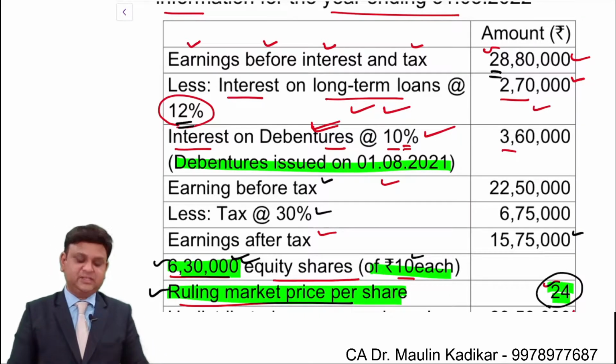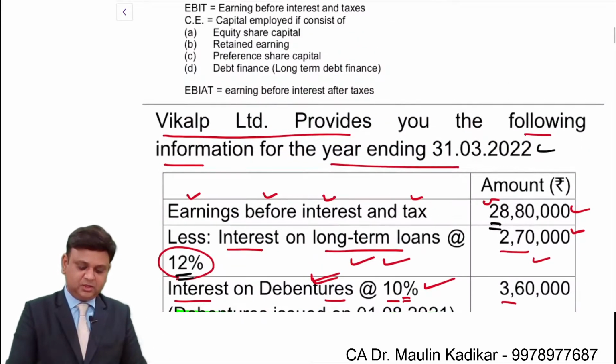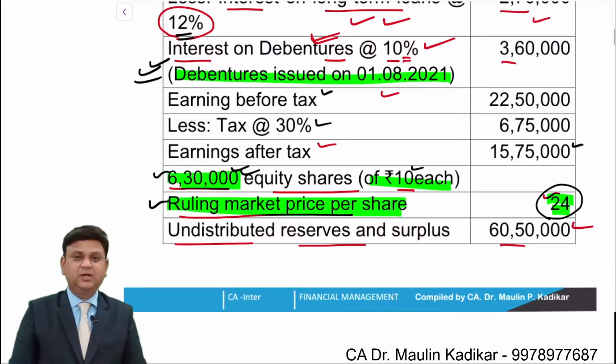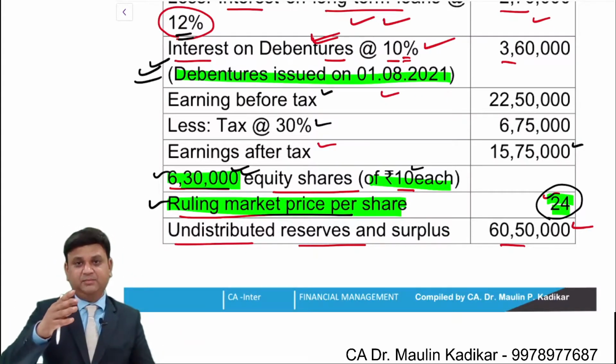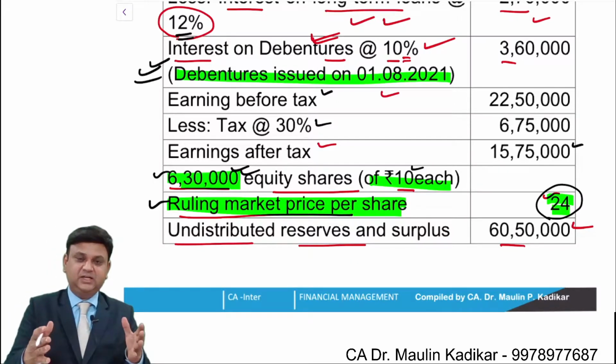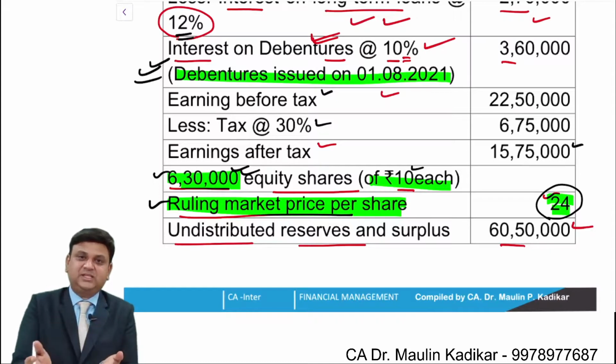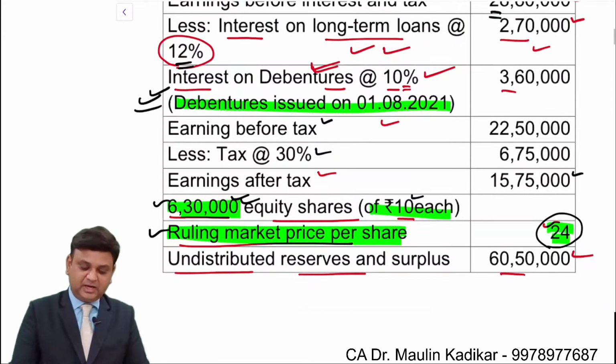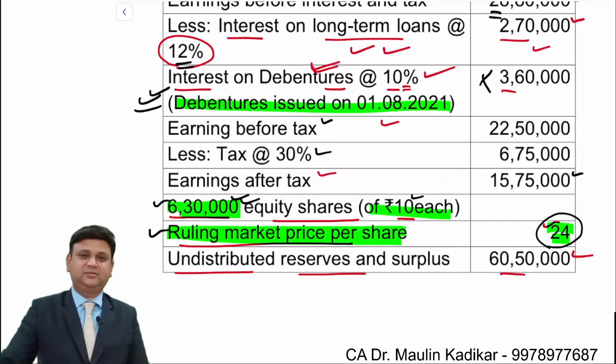Importantly, friends, in the previous year, which has just been completed, 31st of March 2022, the debentures were issued on 1st of August. So we paid interest only for 8 months. But for the next year, because we are expanding the business and making the computation for the next year, you have to pay interest for the entire year. So the amount of interest will not be 360, it will be 5,40,000.